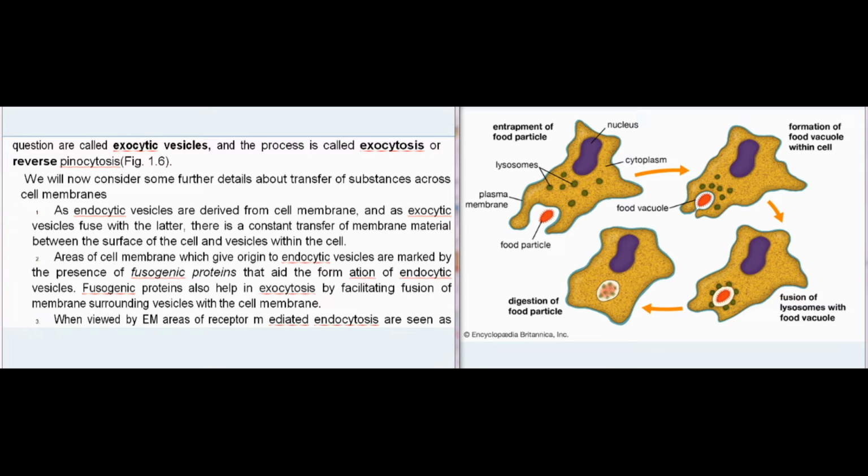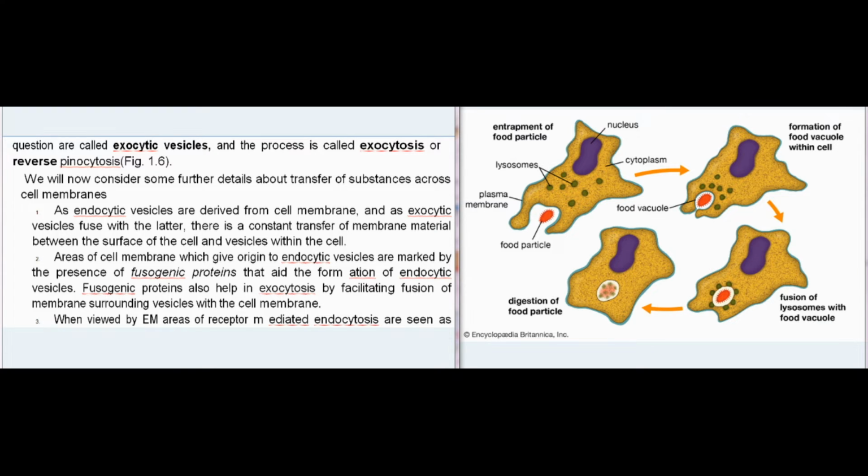We will now consider some further details about transfer of substances across cell membranes, as endocytic vesicles are derived from cell membrane, and as exocytic vesicles fuse with the latter. There is a constant transfer of membrane material between the surface of the cell and vesicles within the cell. Areas of cell membrane which give origin to endocytic vesicles are marked by the presence of fusogenic proteins that aid the formation of endocytic vesicles. Fusogenic proteins also help in exocytosis by facilitating fusion of membrane surrounding vesicles with the cell membrane.